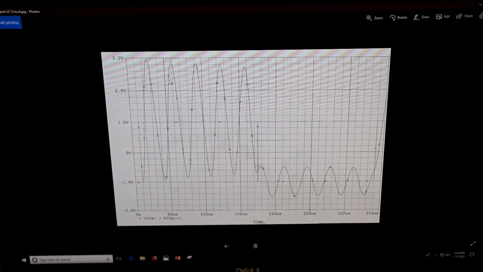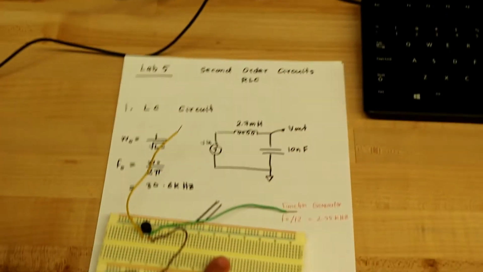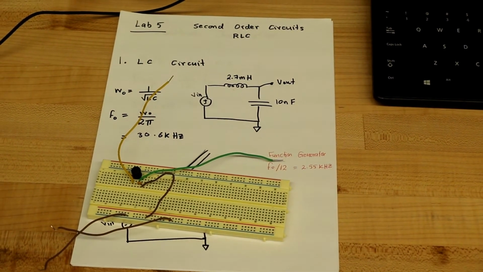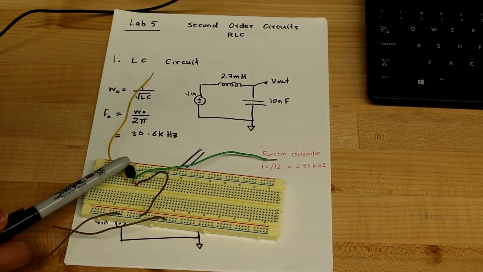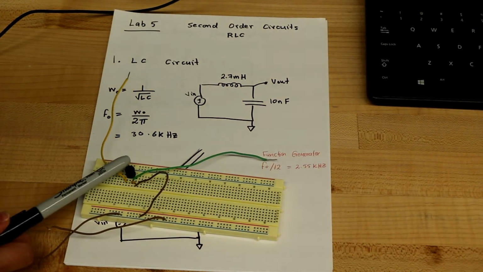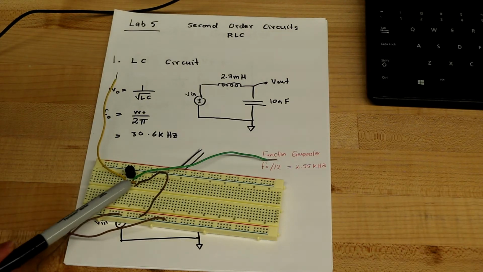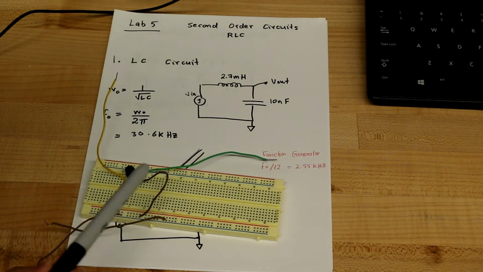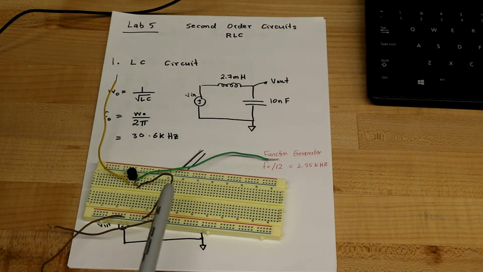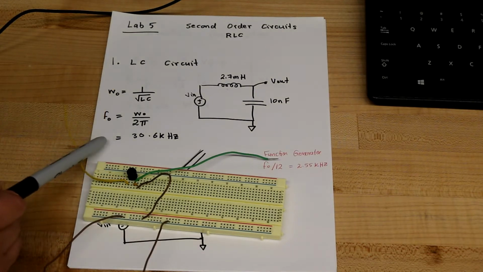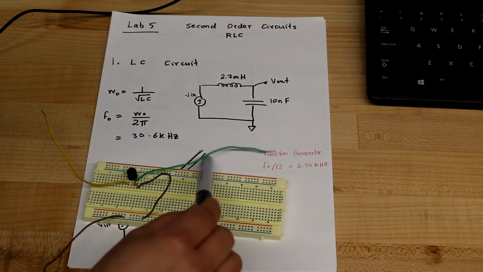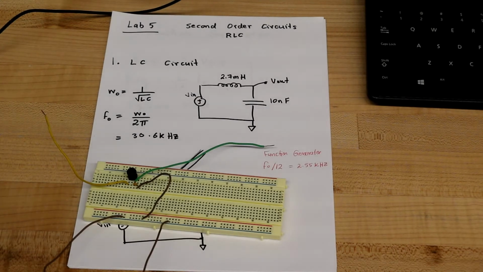So now, here's the circuit. This is the 2.7 millihenry inductor. Here's the inductor in series with the capacitor, and then the capacitor is connected to the ground. I'm using the brown wires for the ground, yellow wire for the input, and green wire for the output.